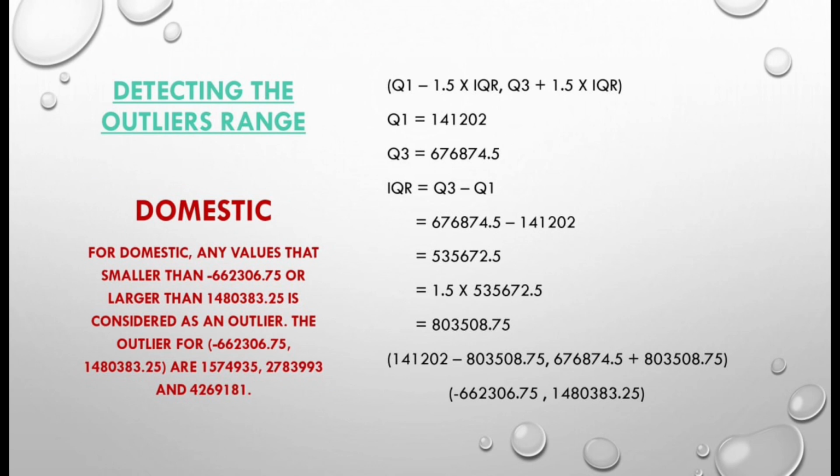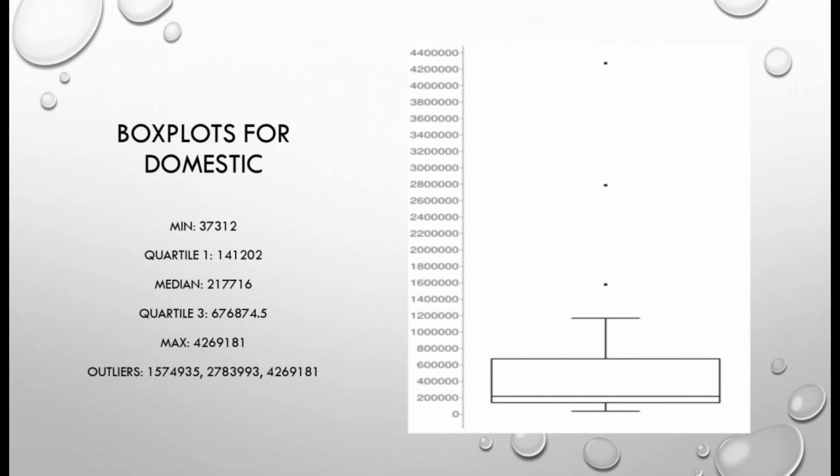Next, detect the outlier range. The formula was given, and the calculations are shown in this video. For domestic, the outlier ranges are 1,574,935, 2,783,993, and 4,269,181. This is the box plot for domestic.